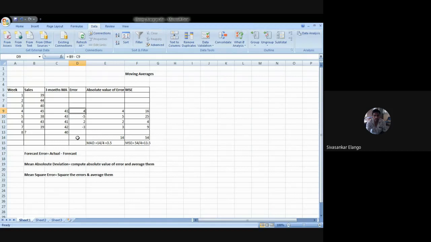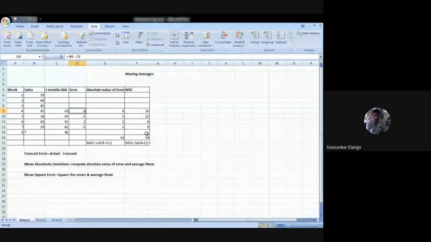Once you calculate the error, we can find the mean absolute deviation. Mean absolute deviation is the absolute value of an error. Averaging the absolute value of the error, we get the mean absolute deviation. And whenever you average the squared errors, then it's known as mean square error.